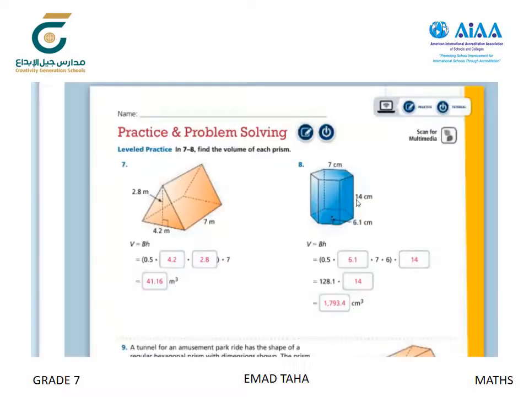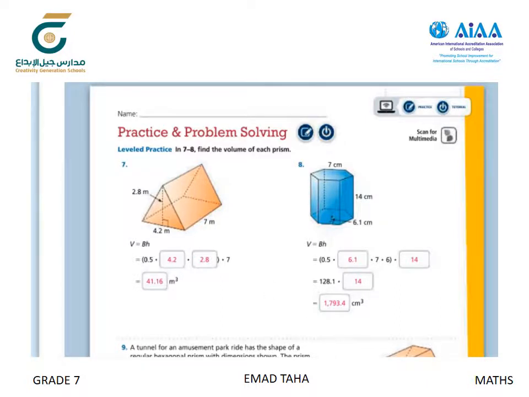So the area of the base of the prism here is a hexagon, so we have half times 6.1, this is the height, and the base equals 7. And how many triangles? 6 triangles, so multiply by 6. These terms, half times 6.1 times 7 times 6, is the total area of the base. Multiply by the height of the prism, which equals 14. Half times 6.1 times 7 times 6 will be 128.1. Multiply by the height 14, the answer will be 1793.4.